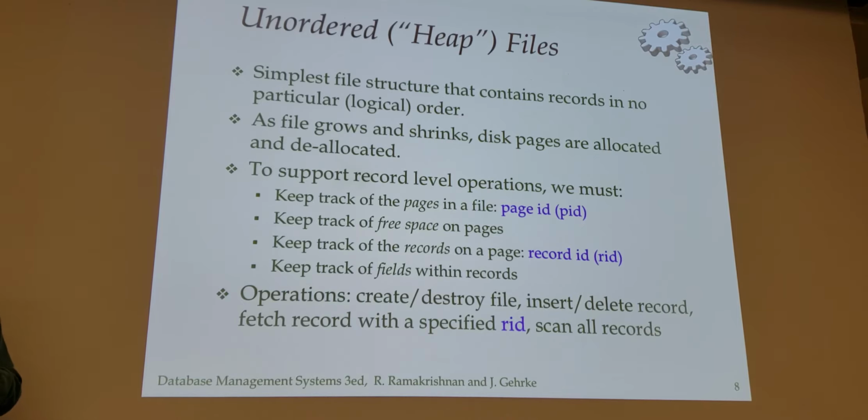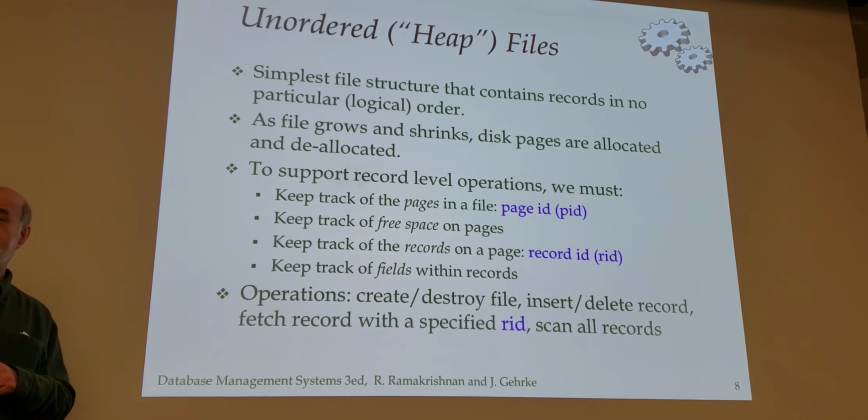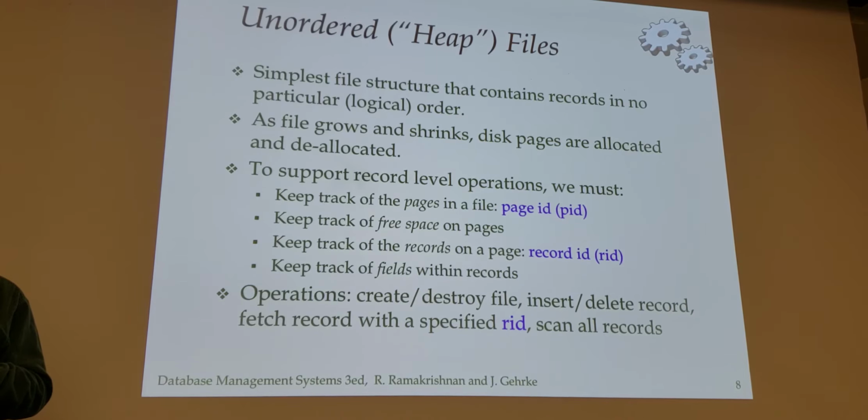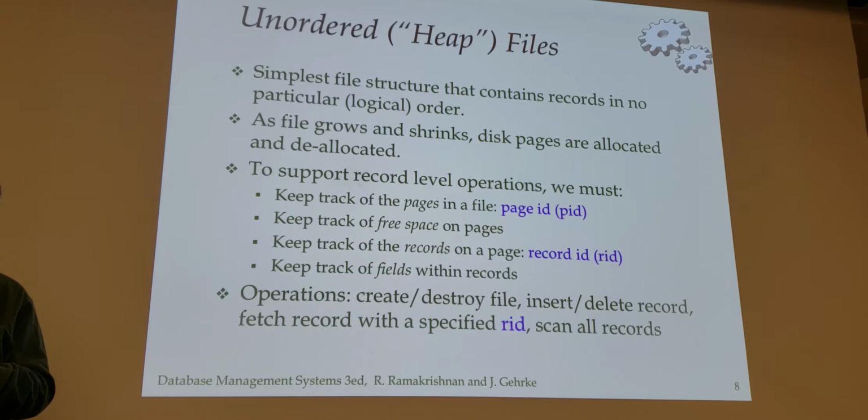So a page has a page ID, a record has a record ID, which, as I briefly mentioned last time, consists of 2 parts. A record ID consists of a page ID and information that lets you find the record on the page, which we're about to go into. It's called a slot ID, and we'll go into slot IDs soon. We came close to it last time, but didn't quite get into it.